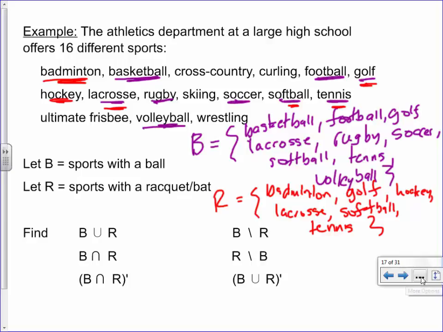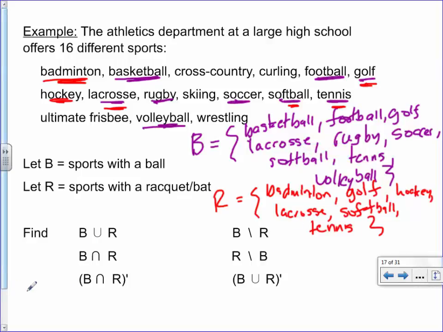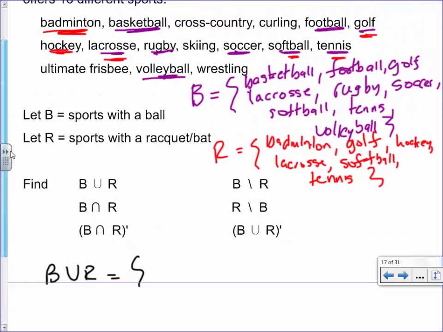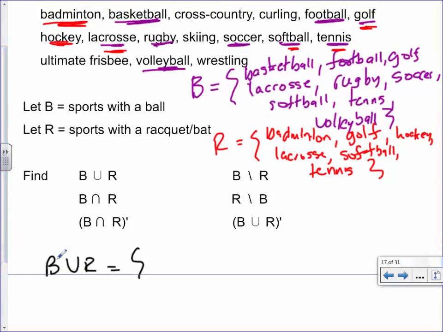Okay, so let's write out some of these possibilities here then. Sorry, you're going to need a little extra room, perhaps. I didn't save enough spot here. What would be B union R? What does that refer to? This would be anything that's in both. So if I have anything underlined, I'd have to write them all out. So this is going to take a while here.